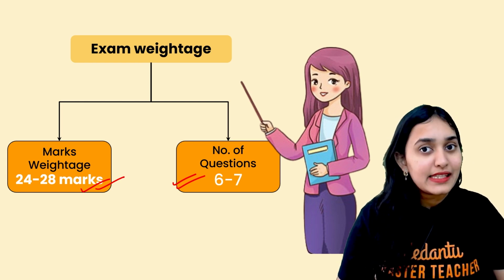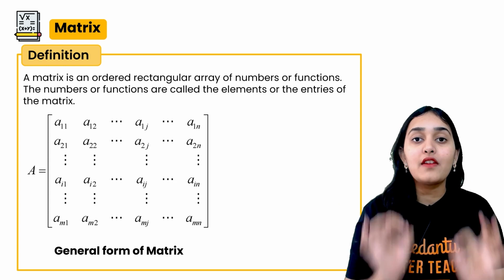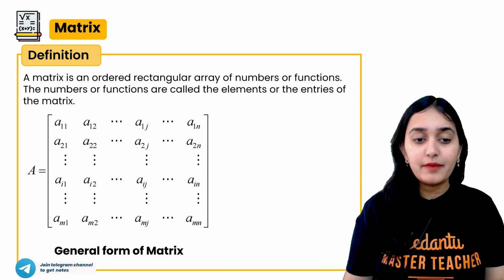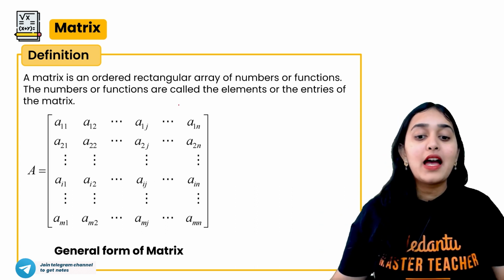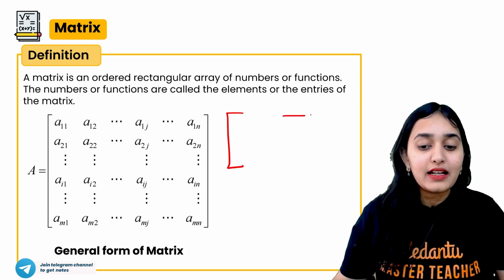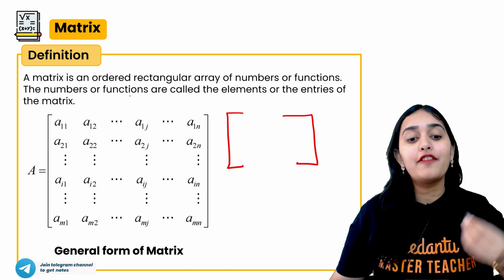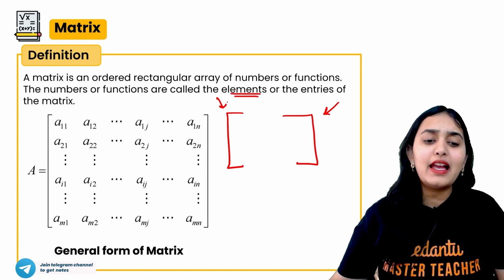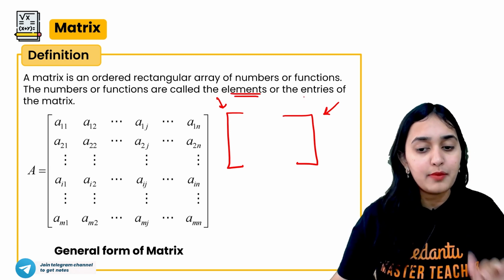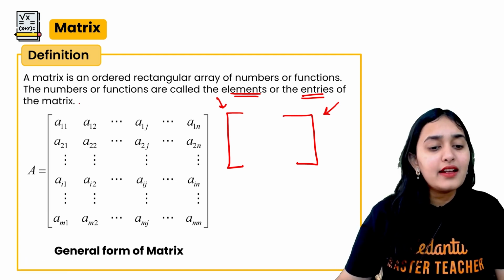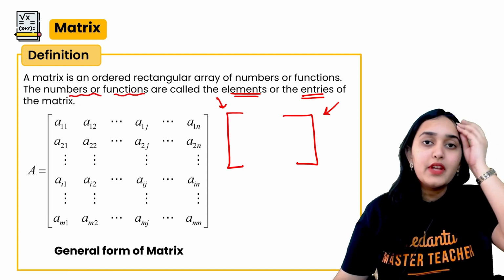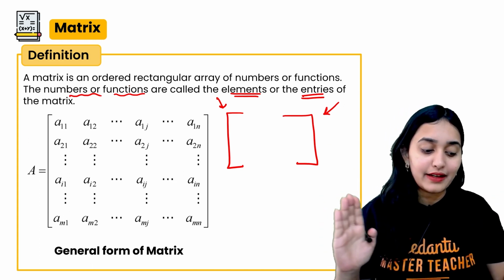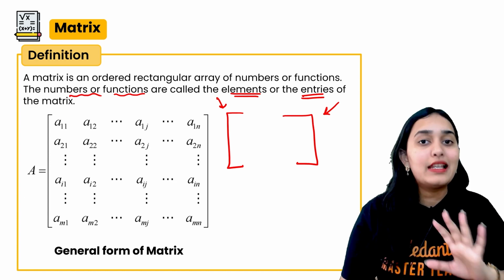Now, without wasting any time, let's get started with the revision of each and every topic present in matrices. Starting with, what is a matrix? A matrix is an array representation of numbers or functions. Basically we use square brackets to represent the elements. The elements are the entries and they are nothing but numbers or functions, written in the square bracket form. It need not be a square, it can be a rectangle box also, but the elements are written like this.